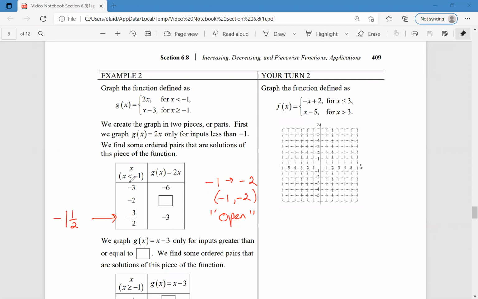Let's see what's already been done. Each of these numbers has been plugged into this formula of 2x, so they've been multiplied by 2. 2 times -3 is -6. 2 times -2, we can fill in -4. 2 times -3/2 just becomes -3, and that's already been done as well.